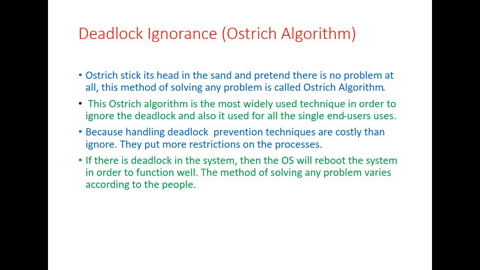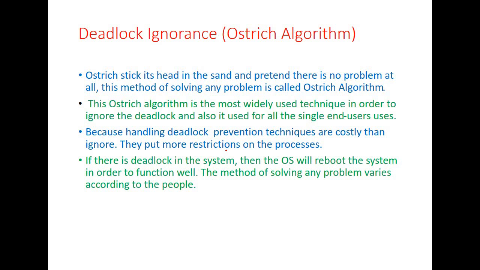Next concept is deadlock ignorance. Deadlock ignorance is nothing but allowing the system to allocate the resources. Deadlock ignorance uses the Ostrich algorithm. An ostrich generally sticks its head in the sand and pretends there is no problem at all. This method of solving any problem is called the Ostrich algorithm. It is the most widely used technique to ignore the deadlock, and it is used for all single end user systems.